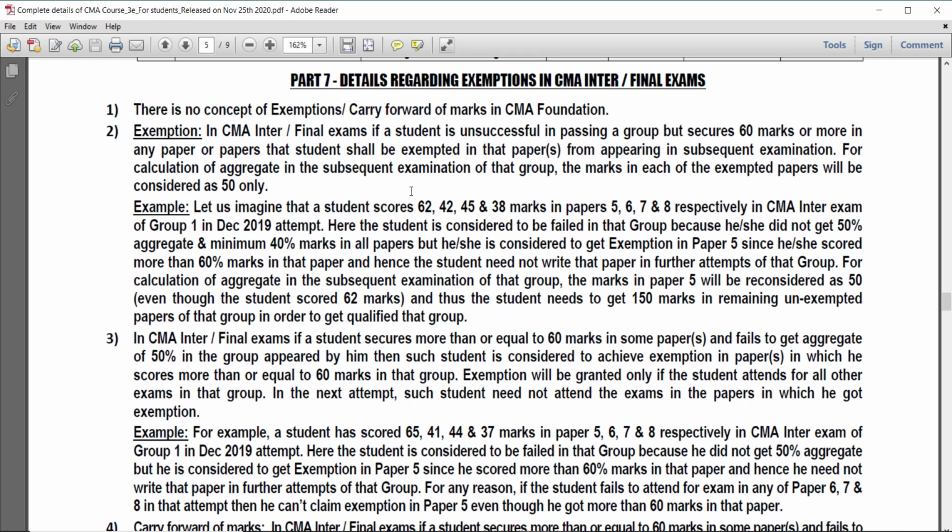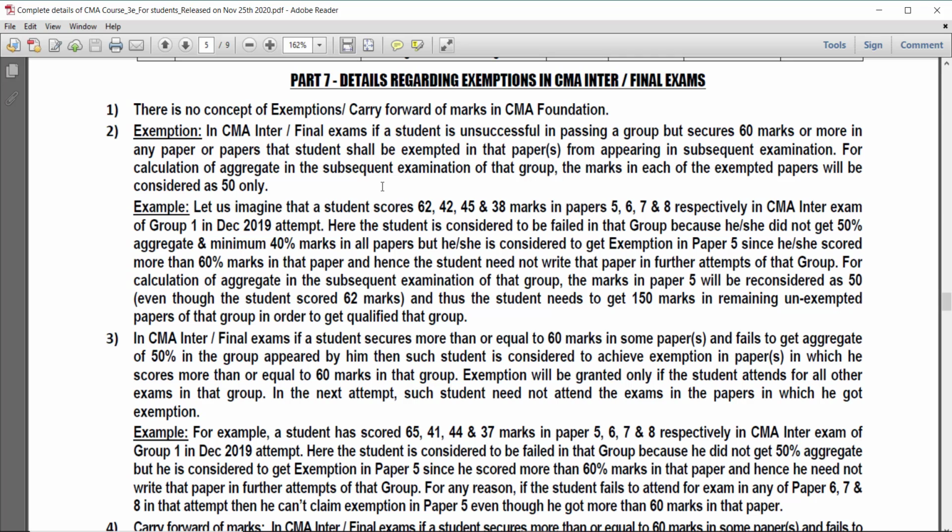So what is exemption? You can hear this particular term at the CMA inter or CMA final level. This term is not relevant to CMA foundation; it is applicable at CMA inter or CMA final levels only. When can you be said to have scored an exemption? Whenever you score 60 marks in any particular paper or papers, such a student is said to have got exemption. So whenever you have scored an exemption in 1 or 2 papers and failed in the 1 or 2 remaining papers, then you need not write the paper in which you got 60 or more marks in your next attempt.